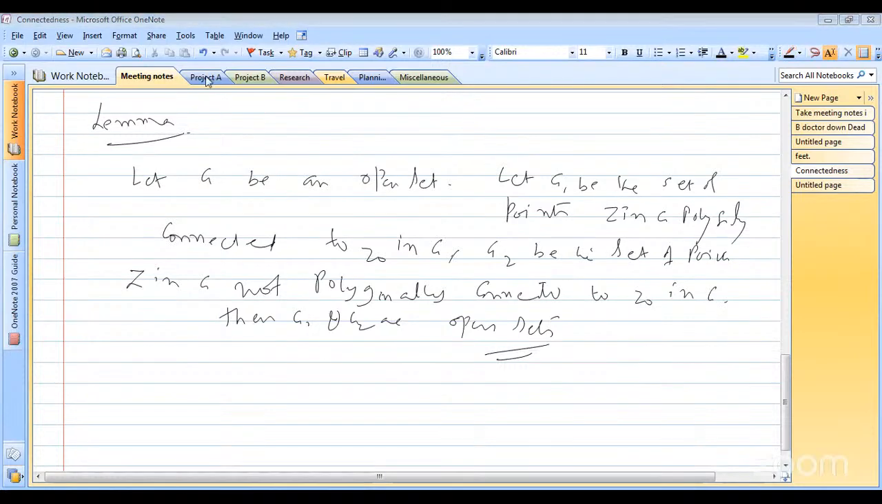The meaning of polygonally. What's the meaning of polygonally? Tell me please, anyone. Polygonally, anyone please?